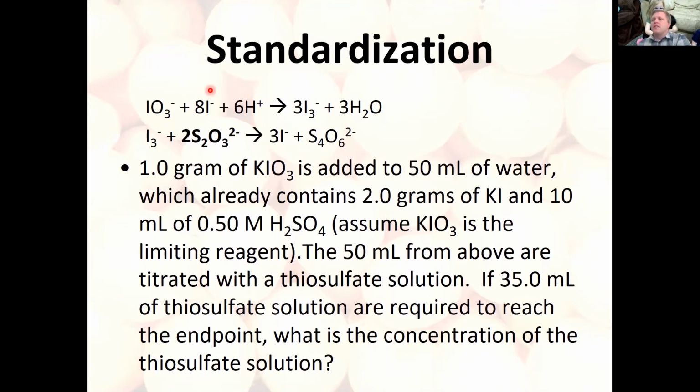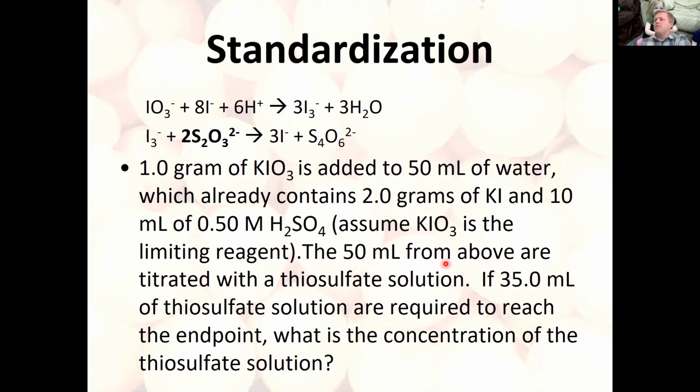So you might think that the potassium iodide is our limiting reagent, but potassium iodide actually gets reformed at the end of this reaction. And so it's actually not a limiting reagent. The only thing that is not regenerated or in large excess is our KIO3. And so that's going to be what controls our concentration of I3 minus in this titration.